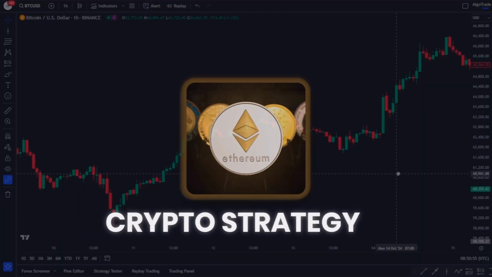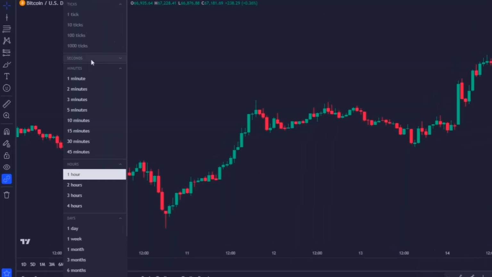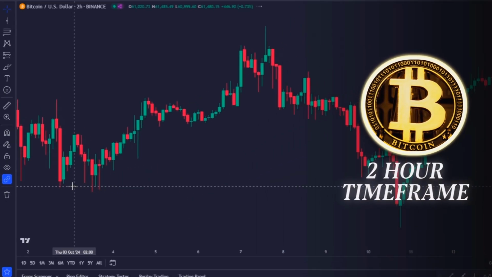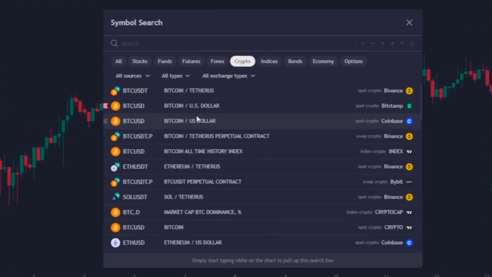Firstly, let's start with the crypto strategy. This one is designed specifically for the volatility of the crypto markets in the 2-hour time frame and can be applied to any crypto pair.